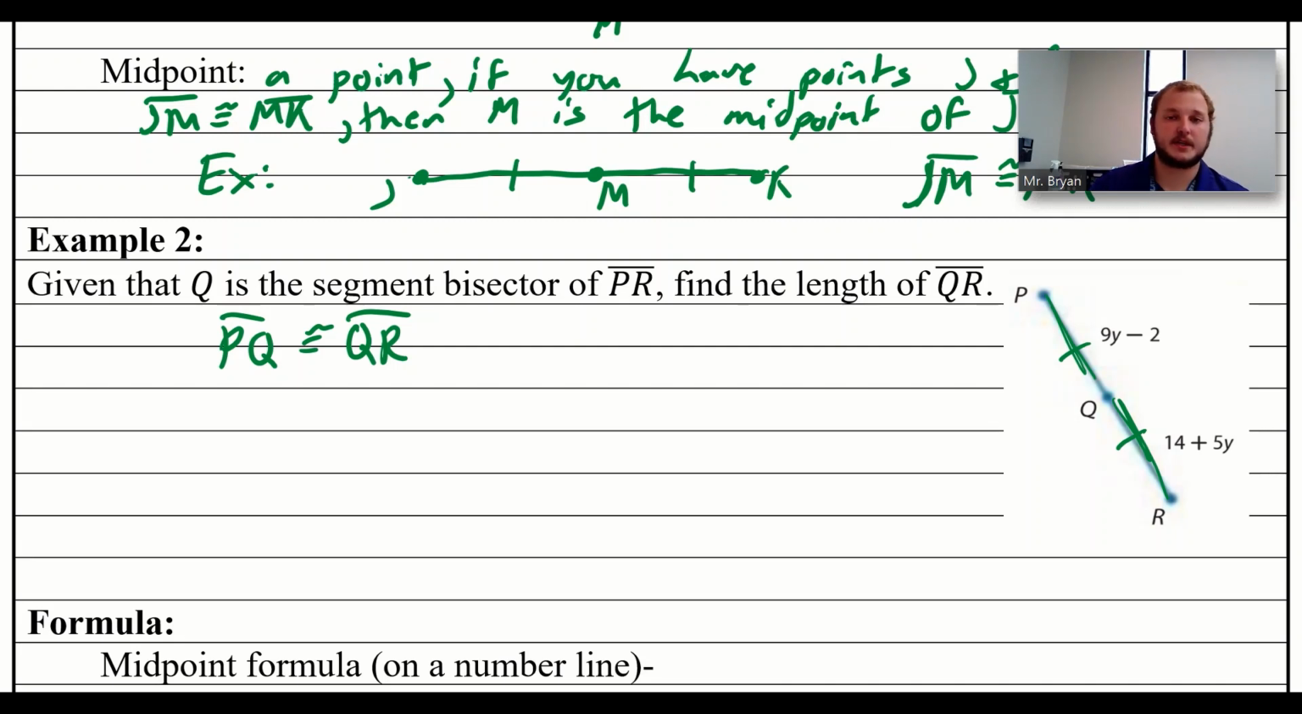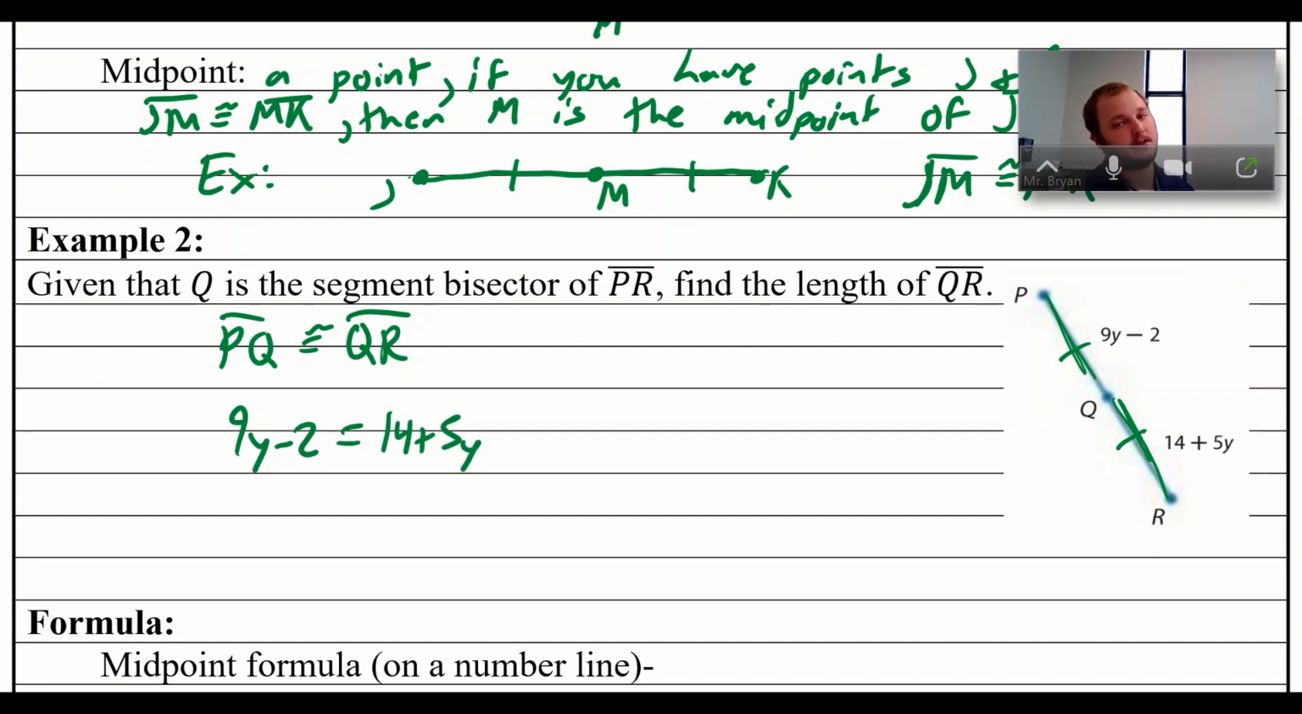And then if I wanted to set up this equation, I have PQ, which we've been told is 9y minus 2, and that's congruent to, or another way to say that, which we use in algebra more, equals. So 9y minus 2 equals, or is the same length as, QR, which is 14 plus 5y. This is the biggest piece, setting these problems up. Once you have all these problems set up, then it's just going back to the algebra skills that you've learned in the past few years.